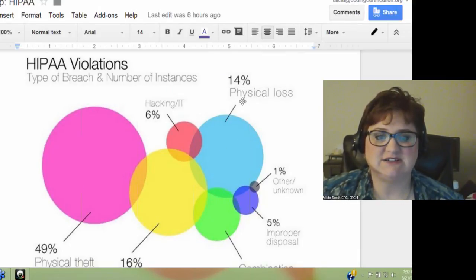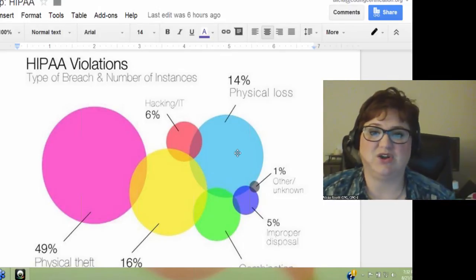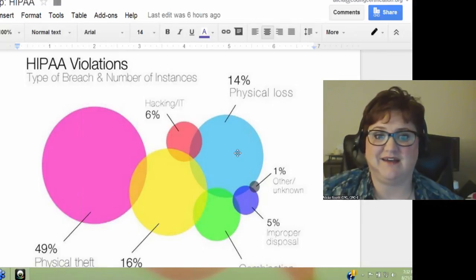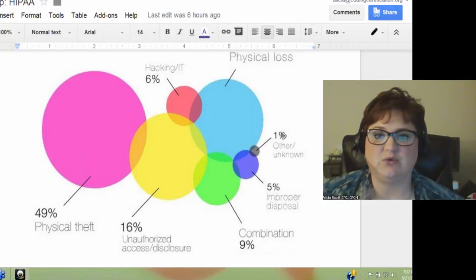Physical loss, 14%. The doctor took the record home to make notes because he was behind and he forgot it, something like that. Let's see, other unknown, it's just 1%.